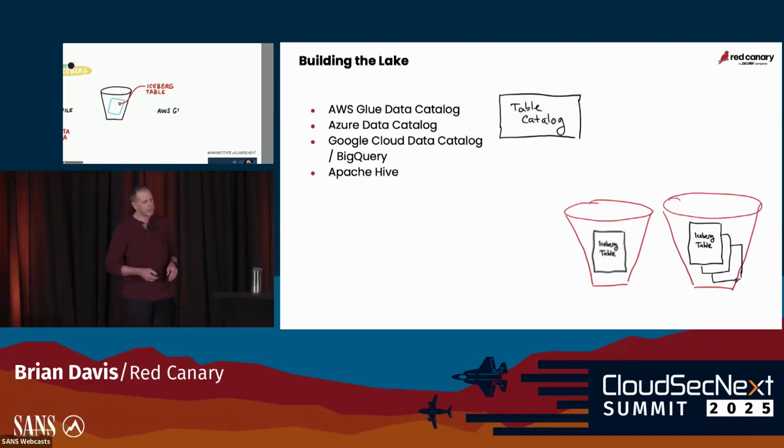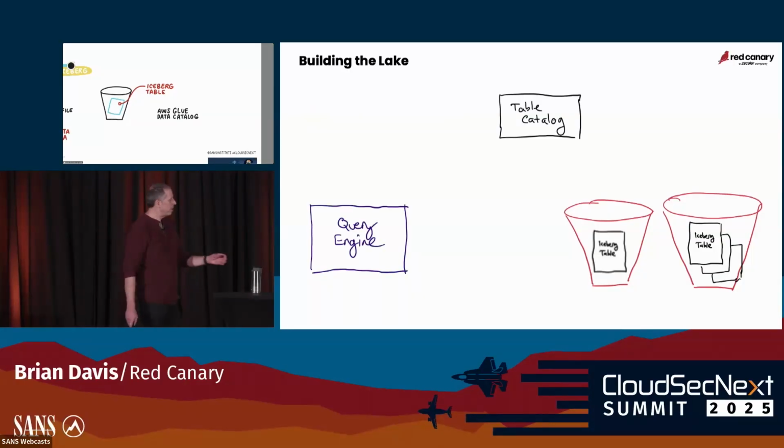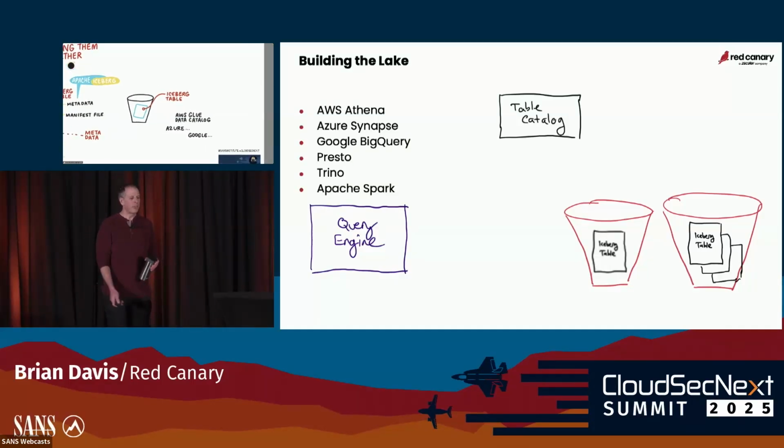And I'll step through this a little bit more in the future, but if you've seen AWS Glue Data Catalog or Azure Data Catalog or Apache Hive, that's a table catalog. Likewise, now that you've got this data sitting out on S3, you need a way to query it, right? Because it's no good sitting out there in these fancy Parquet files and all this boring stuff. So you have to have a query engine. Well, that's AWS Athena or Azure Synapse or Google BigQuery. These are names that you've probably heard before.